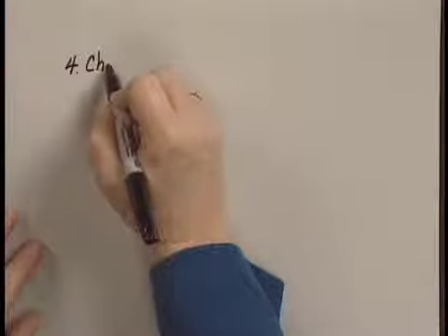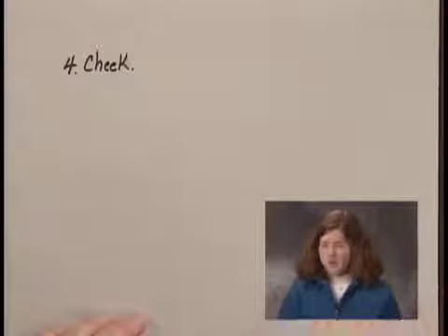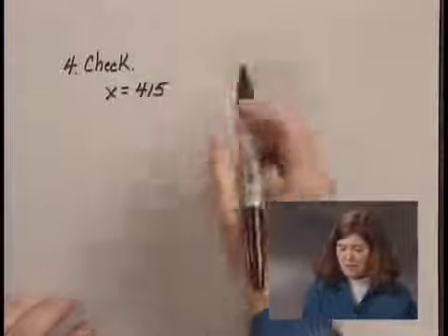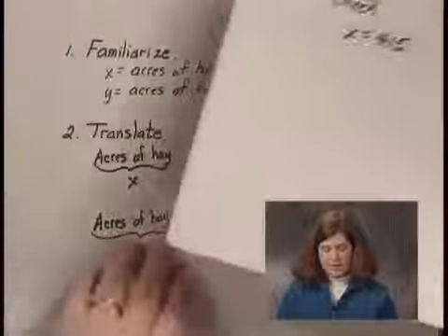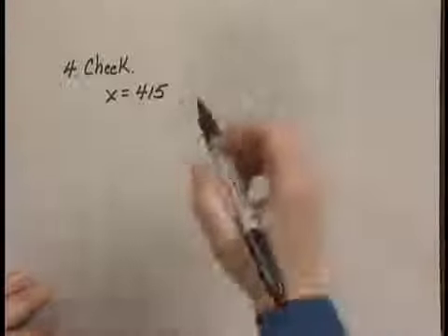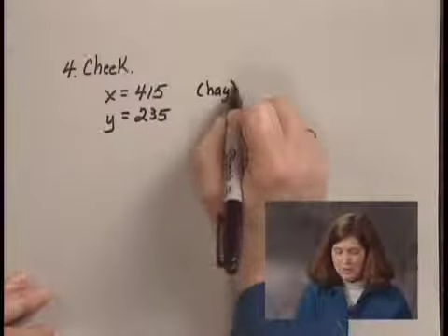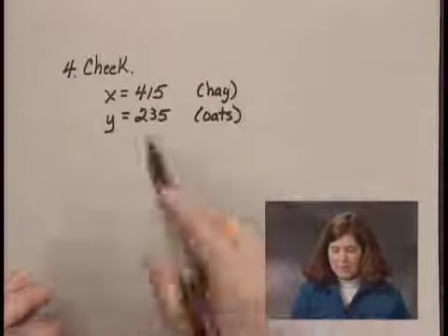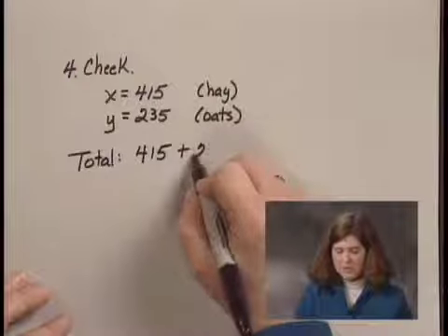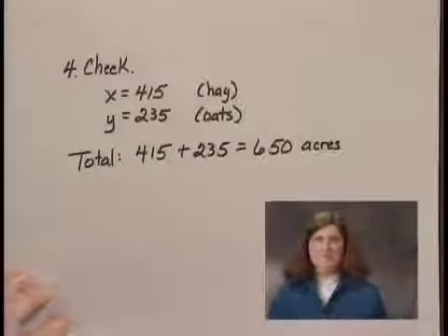It's important to check the answer looking back at the original problem. The original problem says that altogether there were 650 acres planted. Well, we had a possible solution of 415 acres, and here's where I want to go back and look and see what that stood for. x was acres of hay, and y is acres of oats. So I should have 415 acres of hay and 235 acres of oats. If I add these together, I have 415 plus 235, which is 650 acres. So that piece of information checks.